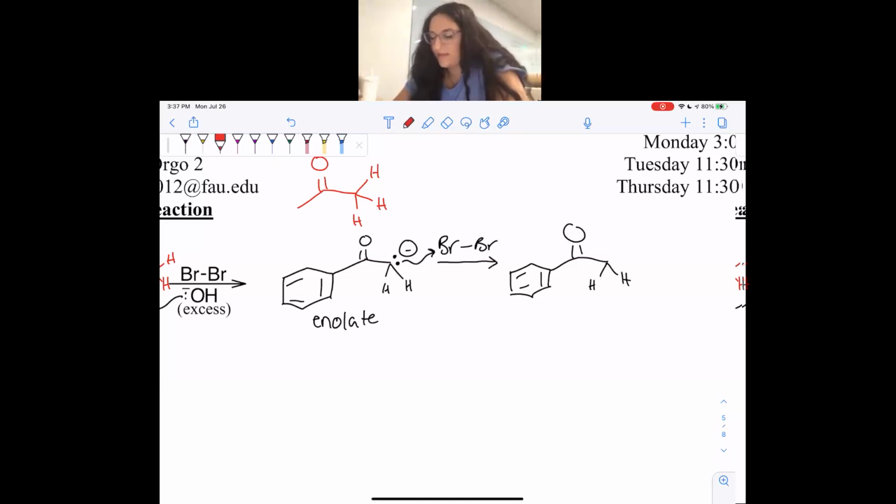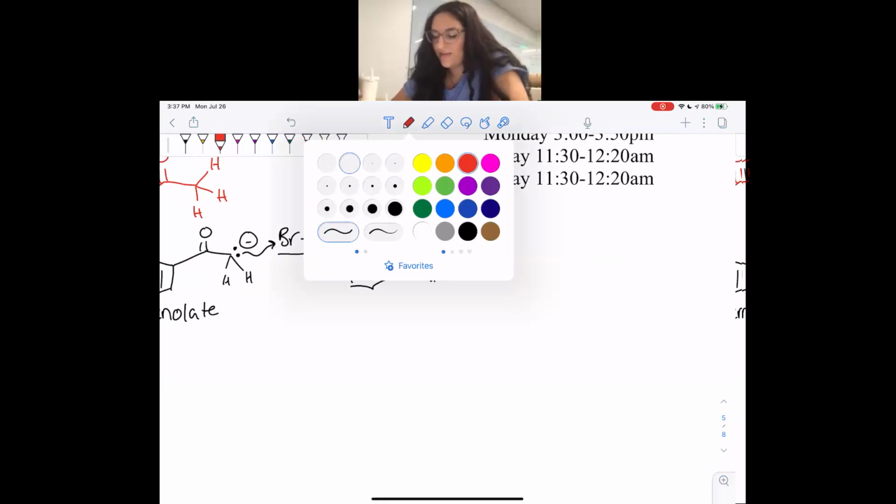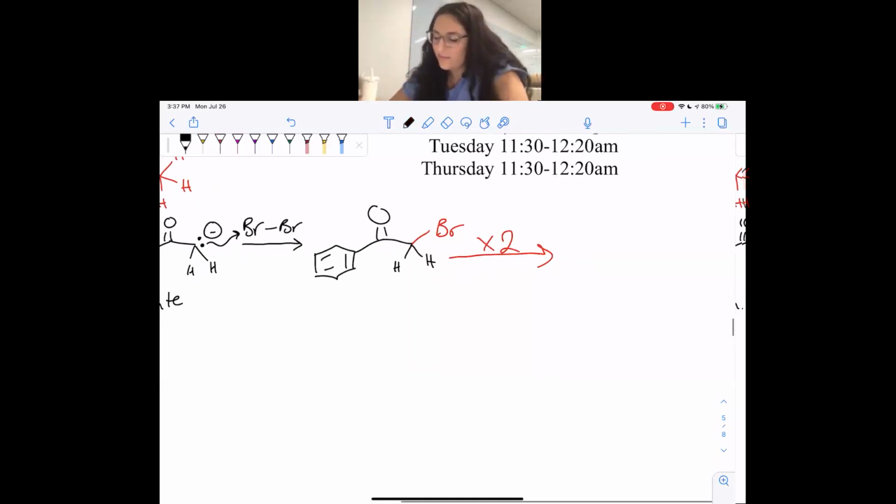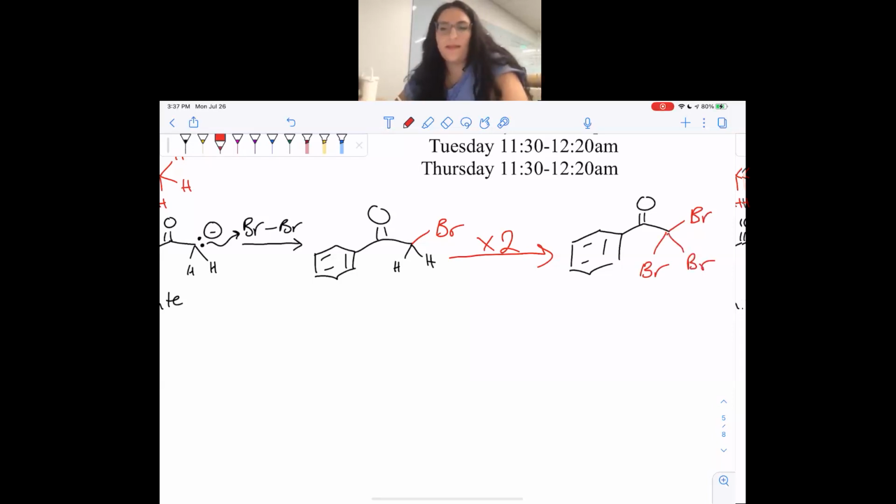So clearly we're not done, because why would we ever be done? We have two more hydrogens present, and I told you the base catalyzed reaction is going to take all of these hydrogens. So we're going to do that same exact reaction 2 more times. I'm just going to write times 2 so we don't have to do a bajillion steps. And we end up with this guy.